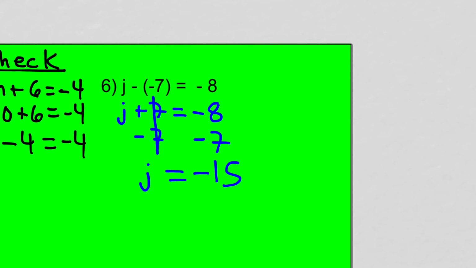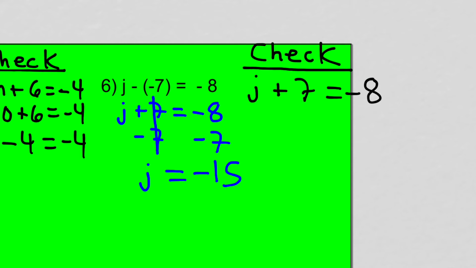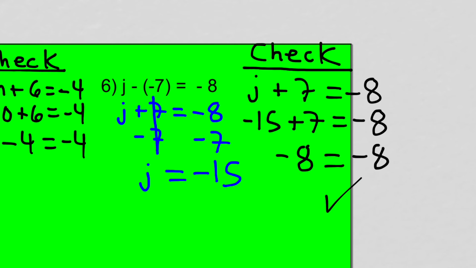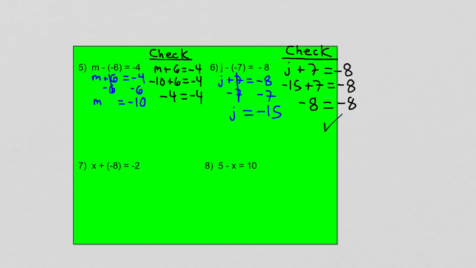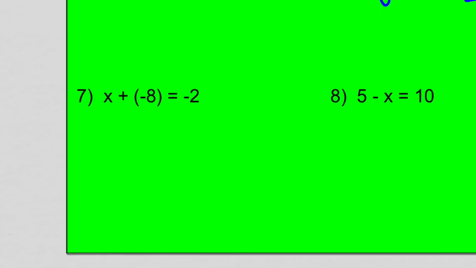Check it. Write down the original equation. I'll write down the j plus 7 equals negative 8. Replace the j with negative 15, our answer. Plus 7 equals negative 8. And is this situation true? Does negative 15 plus 7 equal negative 8? Absolutely. Negative 8 equals negative 8. Both sides of the equation are true. Two more questions to look at.